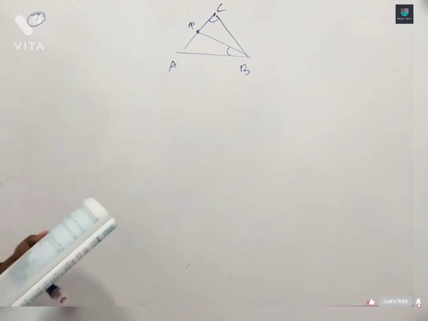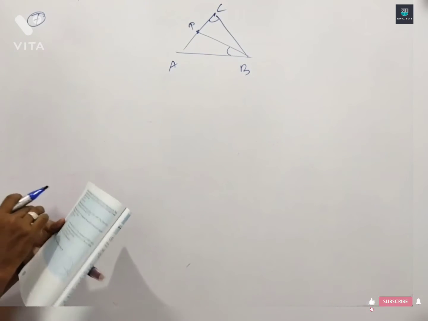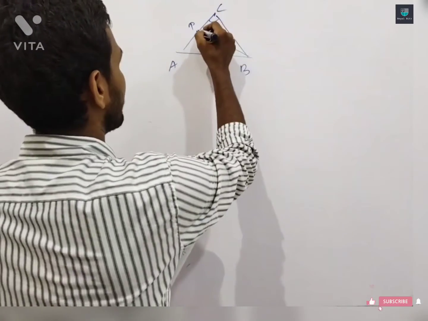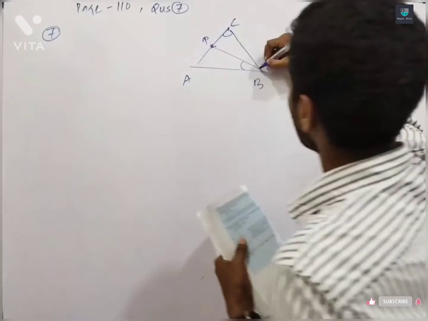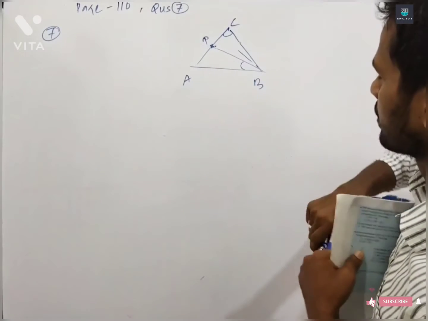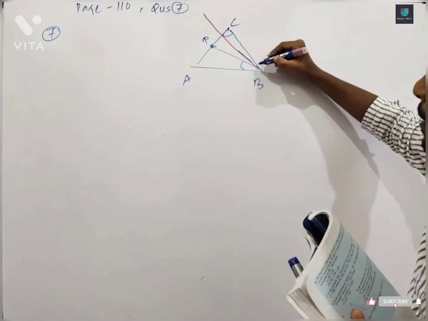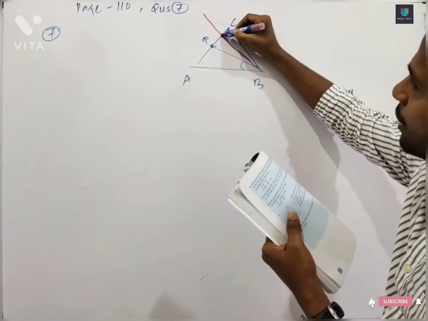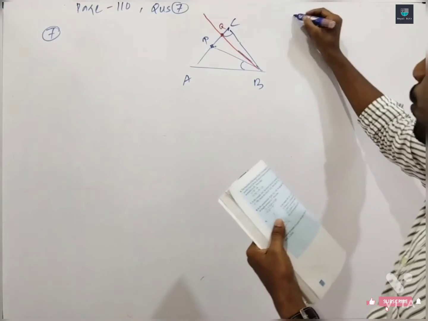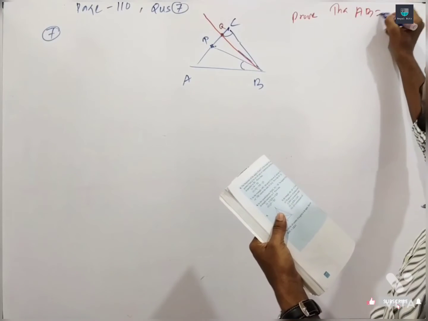Right, that's all. Again, the bisector of PBC, this one. This is the PBC. Bisector of PBC meets the point AC at Q. So we have to prove that AB is equal to AQ.